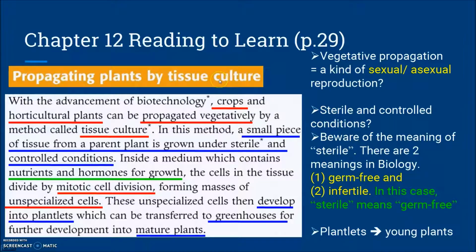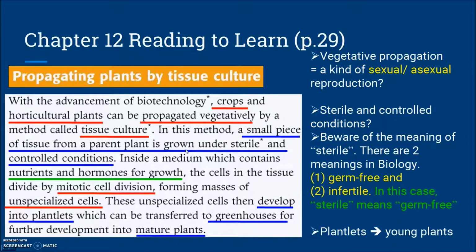Tissue culture is a type of biotechnology, not only for the crops or the horticultural plants. They can be propagated vegetatively by a method called tissue culture. In this part, I want you to recall that vegetative propagation is a kind of asexual reproduction, and in this method, only a small piece of tissue from a parent plant is grown. That means we only cut a small piece of tissue.